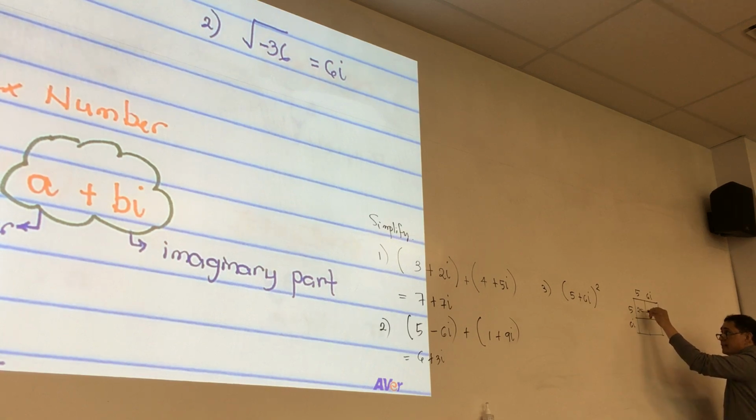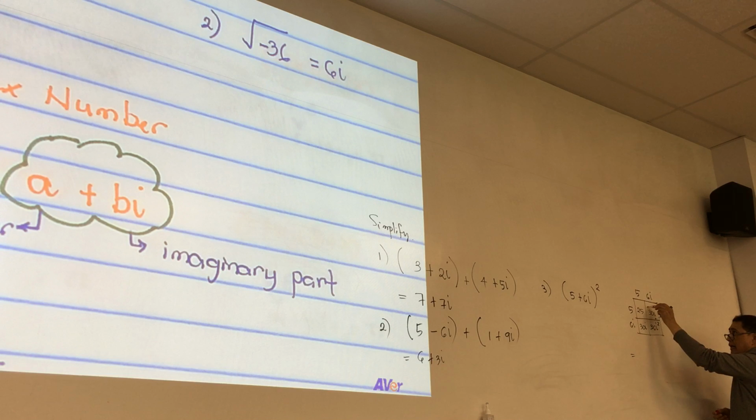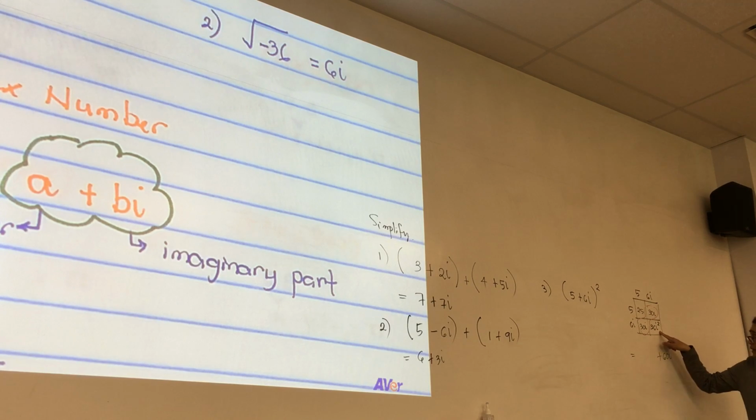25. Yes. 30i. 30i. 36i. Go ahead. 36i squared. So, can I combine those two? Yes or no? Yes. What would that be? 60i. Very good. Alright? Now, look at this one, people.